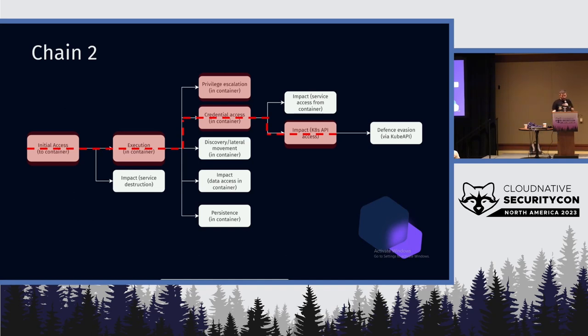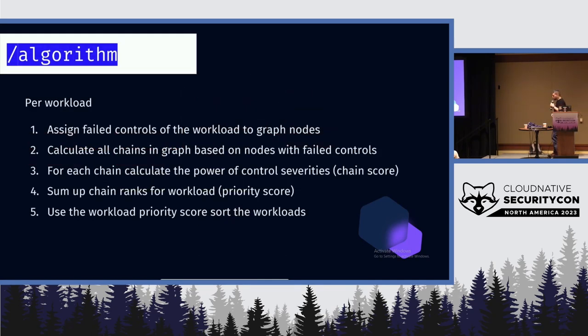So, more formally defining this algorithm, what KubeScape will do is, for every workload, it already calculated the controls. It assigns each failed control to the graph and calculates the chains, the potential chains inside this graph.